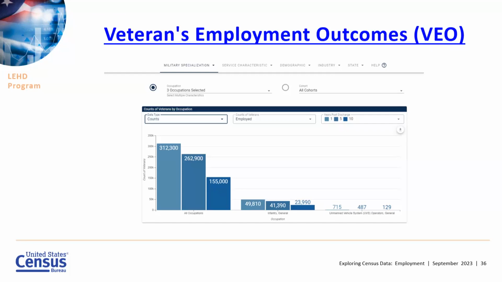So in this screenshot, we are looking at the number of former Army soldiers employed 1, 5, and 10 years after discharge of all occupations, infantry, and unmanned vehicle system operators, or drones. So we can see what the numbers are. So you can see those with the unmanned vehicles, there's not very many. If I had time, I would go into the application and show you what their earnings are, because since there's not very many, their earnings are very high as expected.